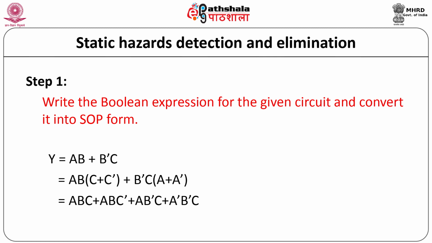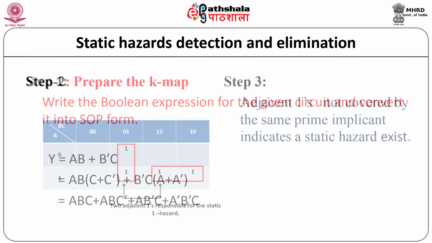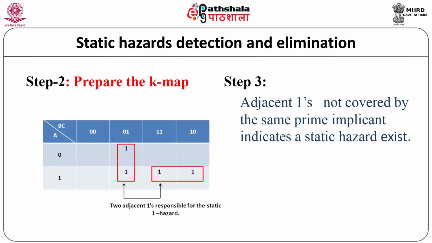So, we get y as AB (C plus C bar) OR B complement C (A plus A complement). Expansion of the above terms gives y equals ABC OR ABC bar plus AB bar C plus A bar B bar C. Step 2, prepare the K-map for the circuit.